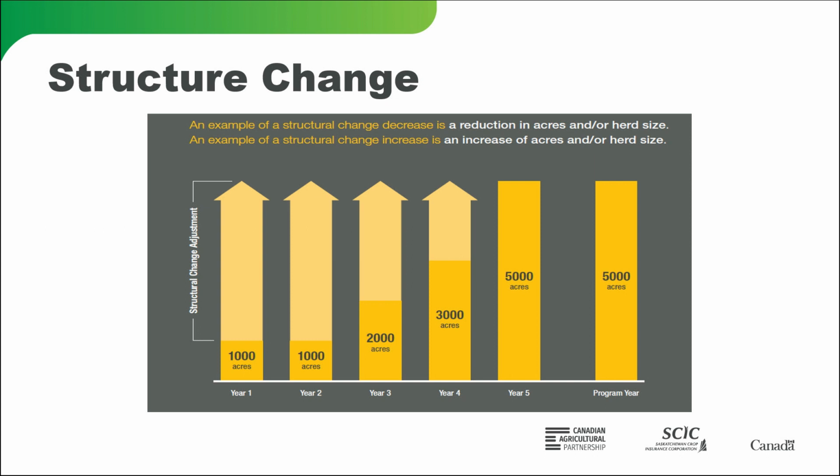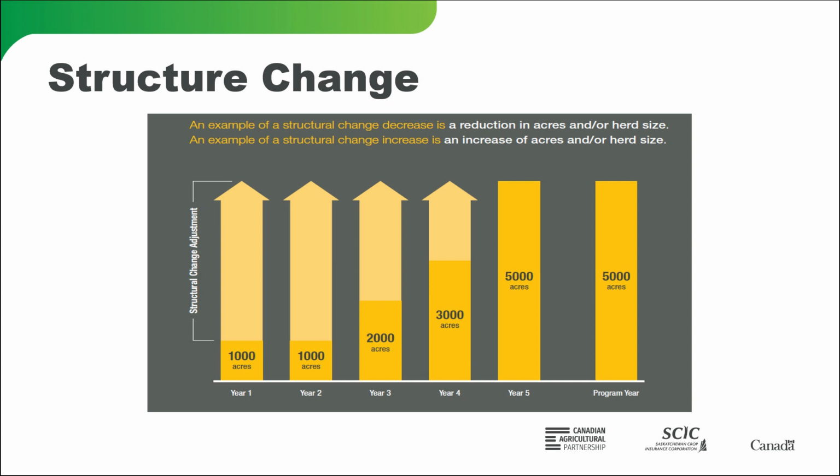So the farm's historical reference margin is no longer a good comparison to your current program year margin. In this example, we have a producer that, in the program year margin on the right-hand side of the chart, is currently farming 5,000 acres. Previous to that, in year 1 and year 2, they were farming 1,000 acres. They slowly started to increase their farm size so that even in year 5, they were farming 5,000 acres.